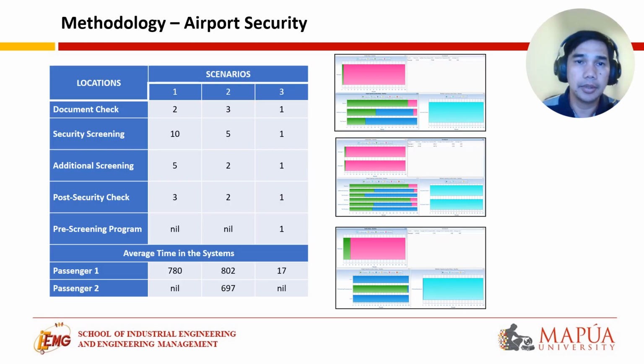Moving forward to methodology. As shown in the image scenario 1, there's only one security lane available for all passengers to go through. This creates a bottleneck, especially during peak travel times, causing long queues and delays for passengers.